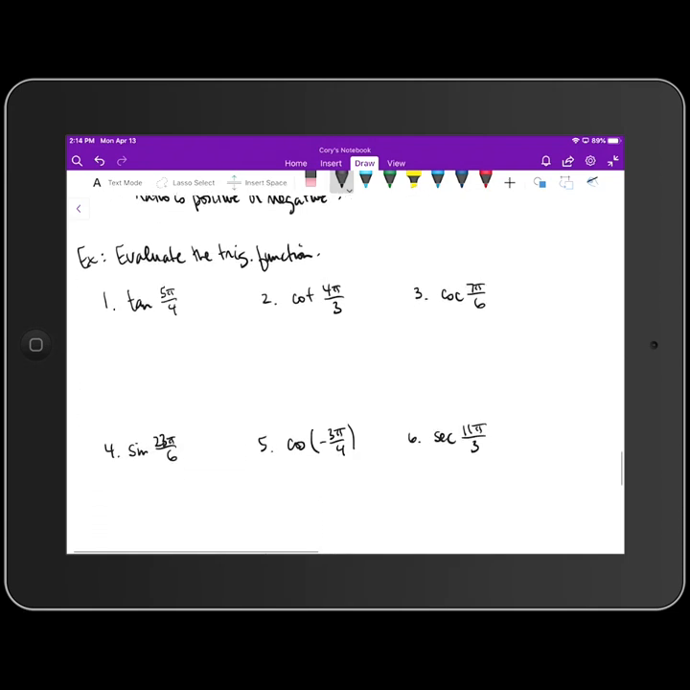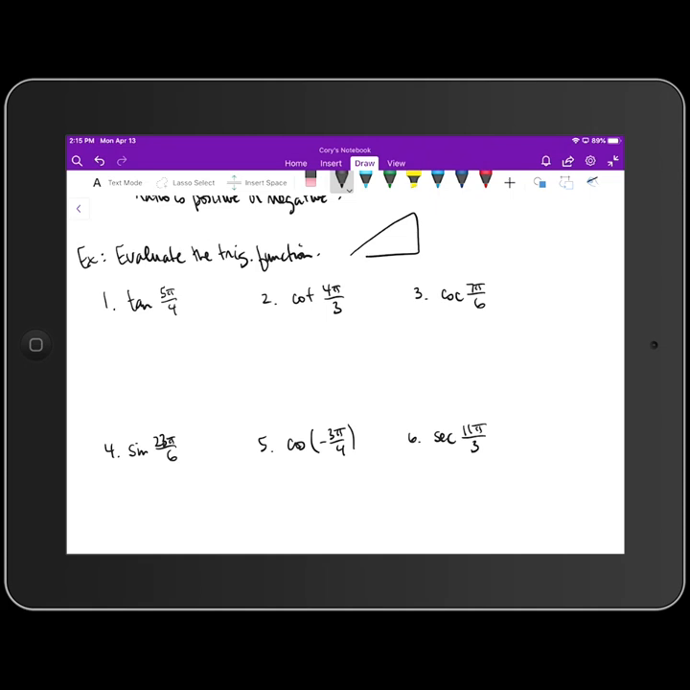Okay, so let's get into some examples involving this. Again, I'm going to do all of these in radian measure. Anytime you're doing problems like this, you want to have the two reference triangles somewhere on your page because you're going to refer to them constantly.